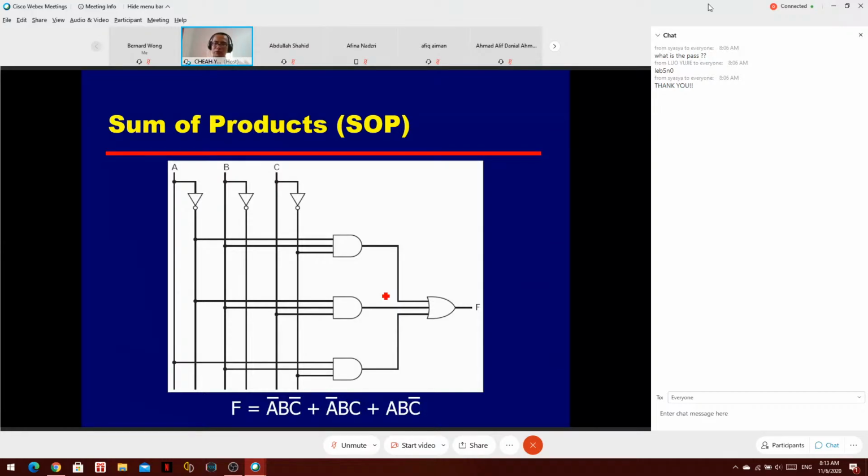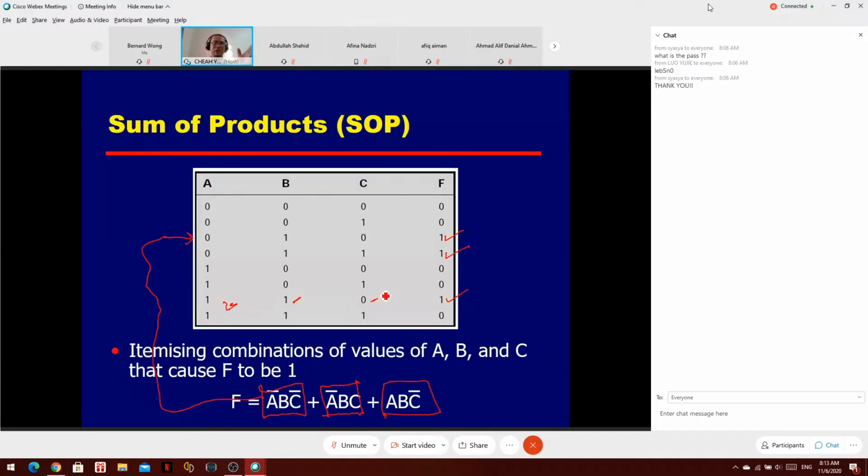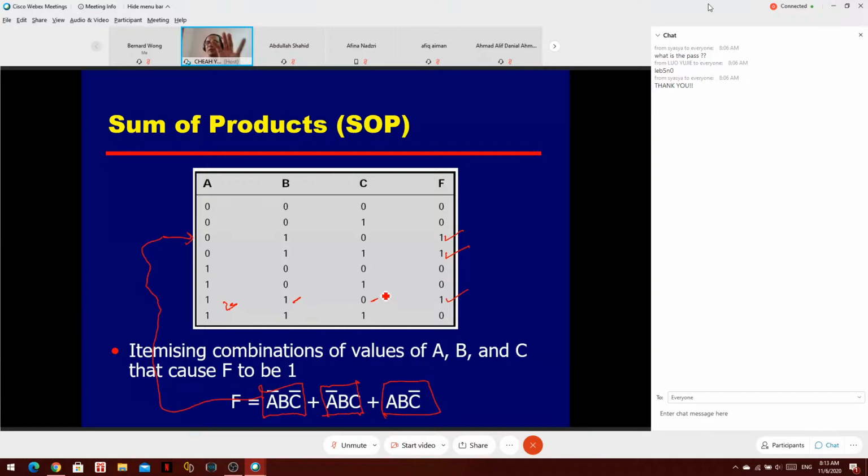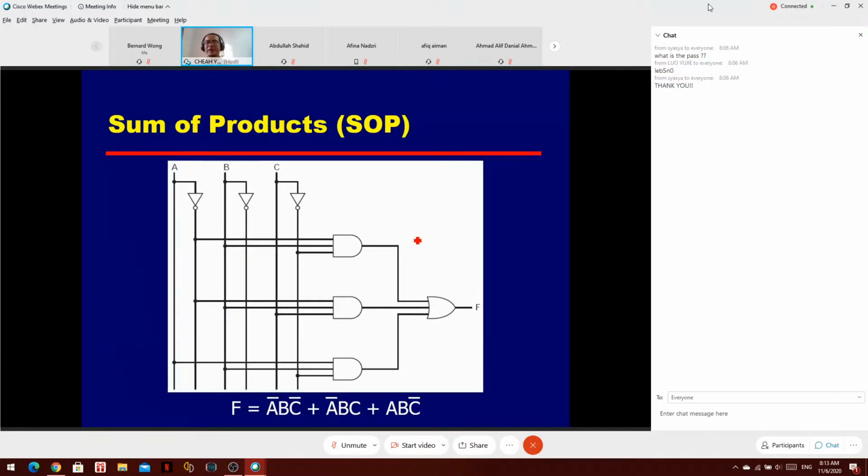From the circuit point of view, remember again, we can define the combinational circuit in three ways. We have the truth table, the graphical symbols, and also the Boolean equation. So here we have the truth table, we also have the Boolean function, and then we also have the gates.